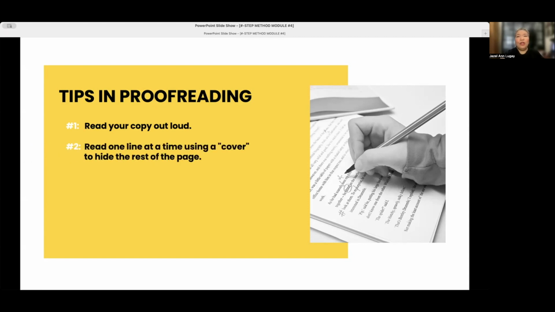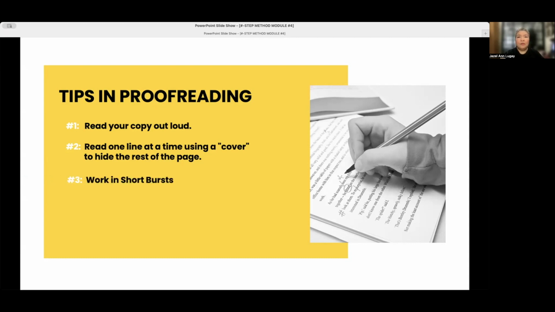Next, read one line at a time using a cover to hide the rest of the page. This hack helps provide the focus you need to check your sentence structure and individual word usage, like subject-verb agreements and identifying homonyms like there and their. Some experts recommend reading your work backward through a sentence so you can easily spot misspelled words.